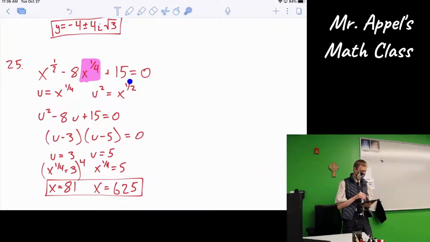And there is 25. Again, use substitution here. 1/4 is half of 1/2, so we can use it. We put that in, then we get u squared, regular u, factors of 15, they add to negative 8, negative 3, negative 5 will work. ZPP to solve for u, sub back in x to the 1/4. And in order to undo that 1/4 power, you raise it to the 4th power. So 3 to the 4th is 81, 5 to the 4th is 625.